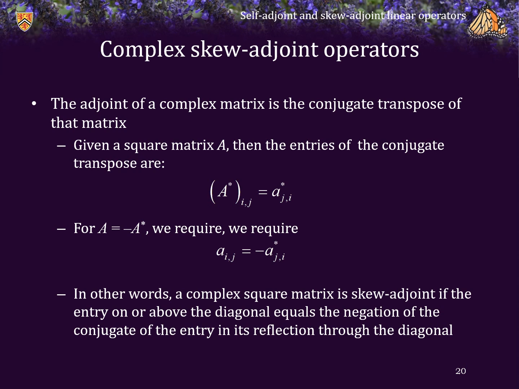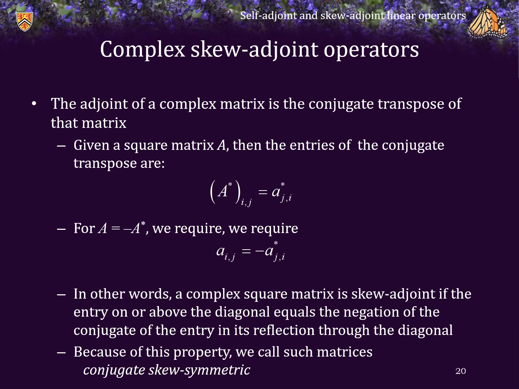So in other words, a complex square matrix is skew-adjoint if the entry on or above the diagonal equals the negation of the conjugate of the entry in its reflection through the diagonal. Because of this property, we call such matrices conjugate skew-symmetric.